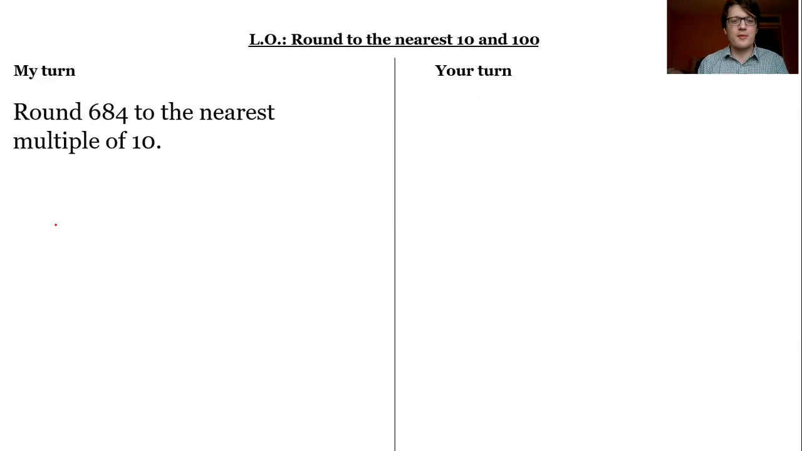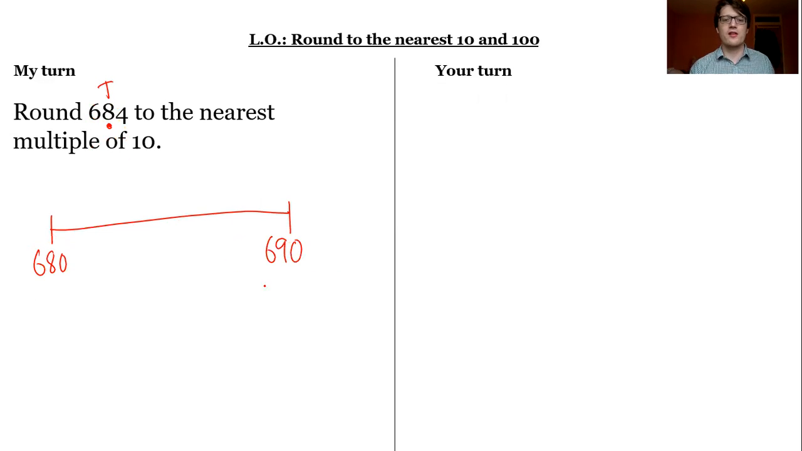So I'm going to draw a number line because I want to round 684 to the nearest multiple of 10. I need to find the multiples of 10 that go either side of 684. In the tens column, I can see 680. 680 is the lower multiple of 10. Then for the next multiple of 10, I add 10, and I get 690. So I can see that 684 is between 680 and 690.